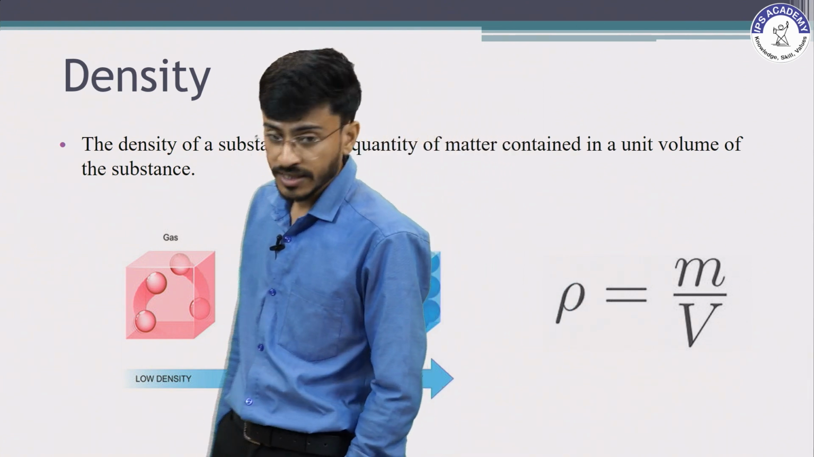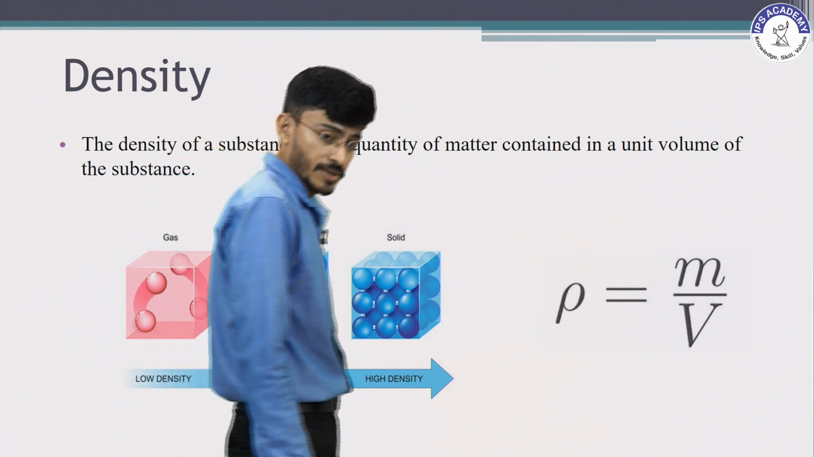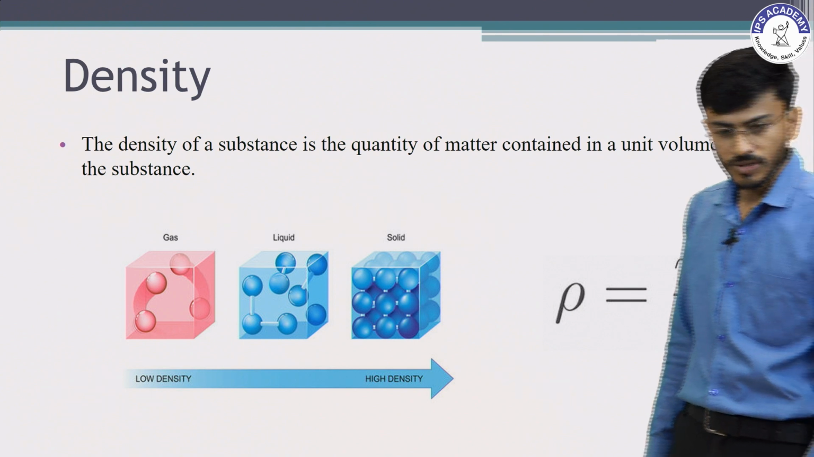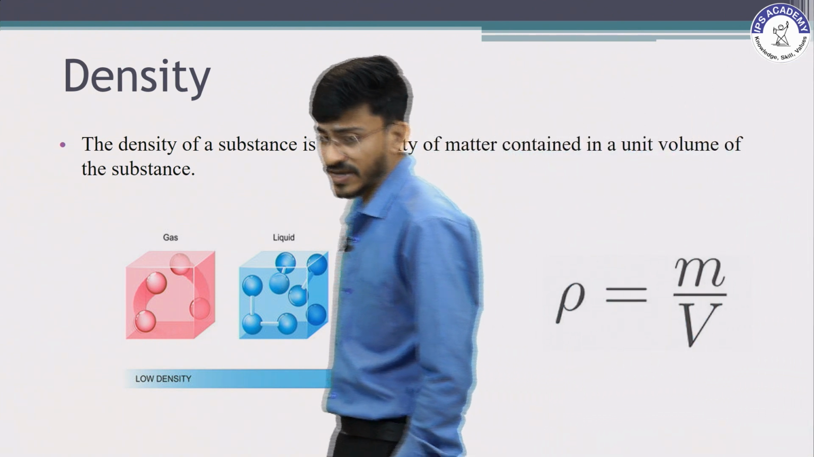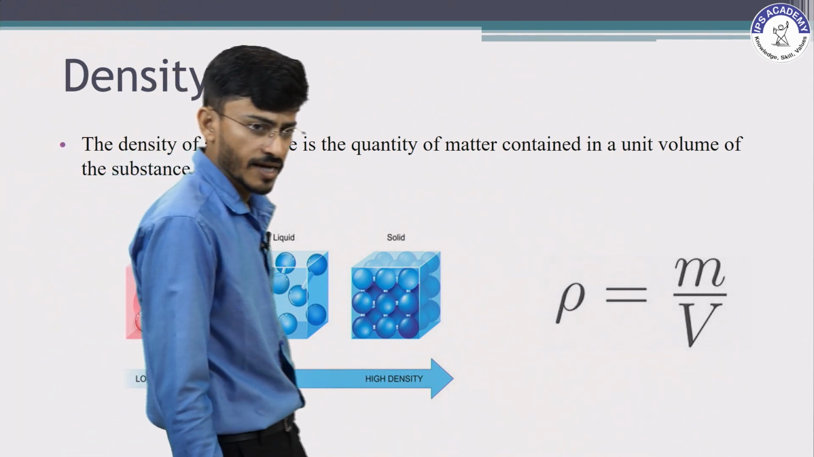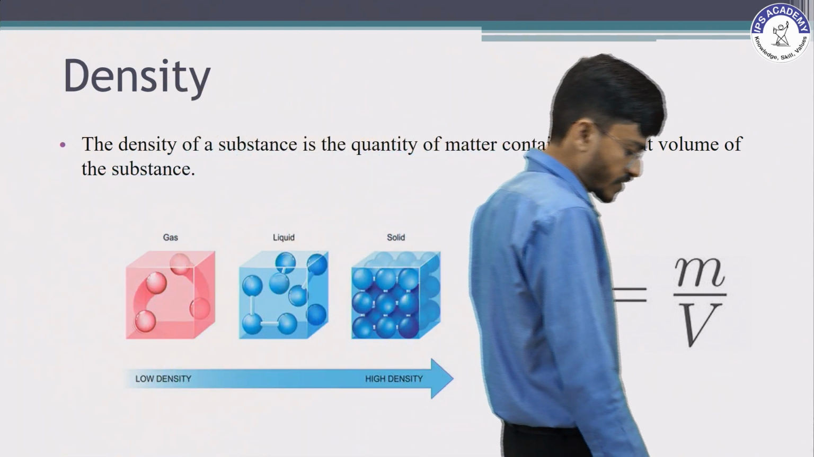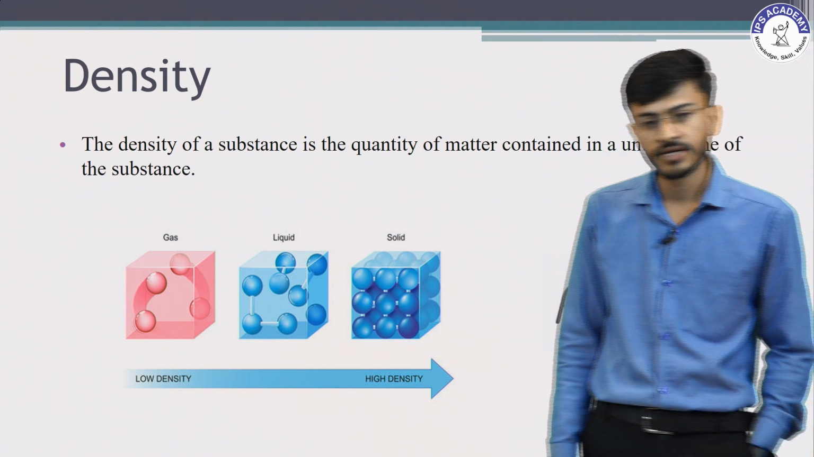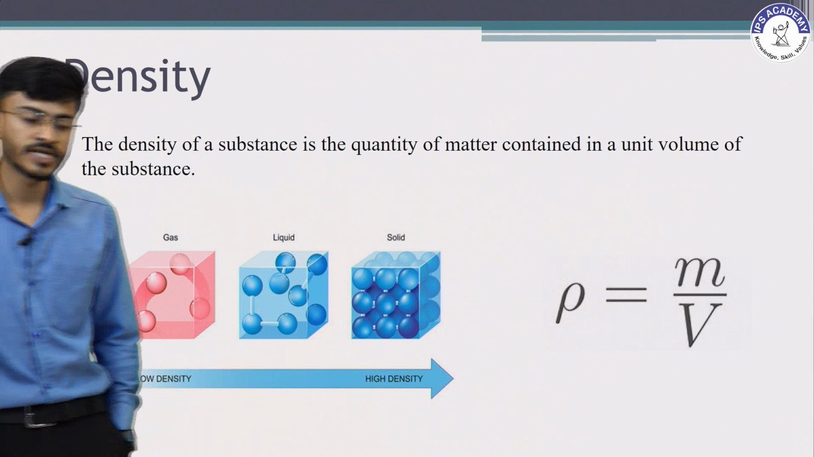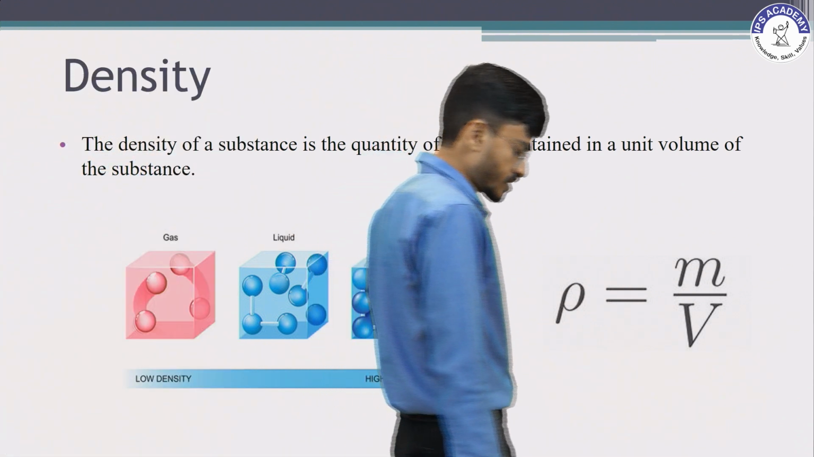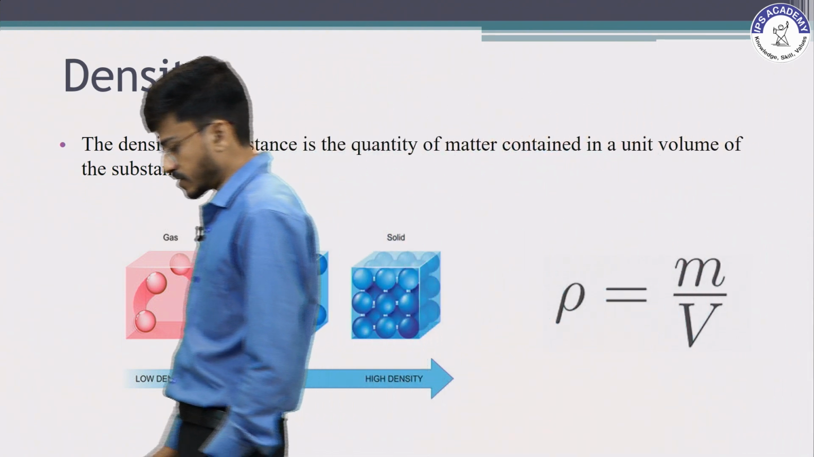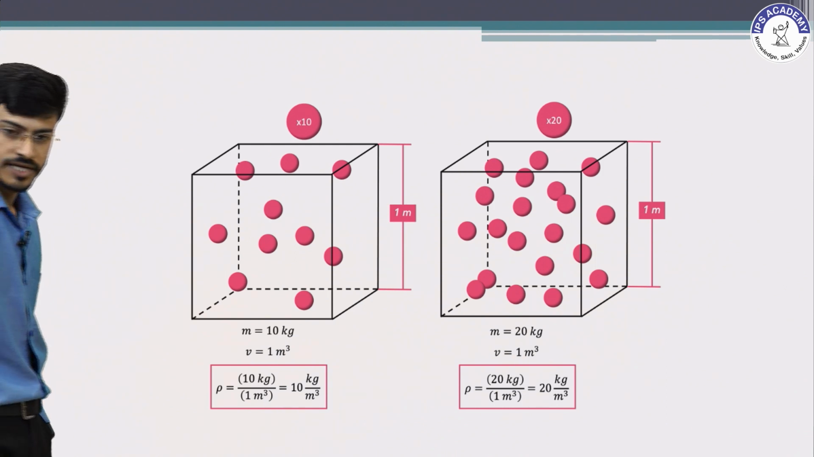If you see gas, liquid and solid, as I was showing you in the image here, in gases the density is very small because the gas molecules are very far apart from each other. In the liquid, the density is larger than the gas because the cohesive force is larger than in the gas and the molecules are denser than the gas. Whereas in solid, the density is very high because the molecules are very compact and in very large amount in a unit volume. Here I have taken some examples.